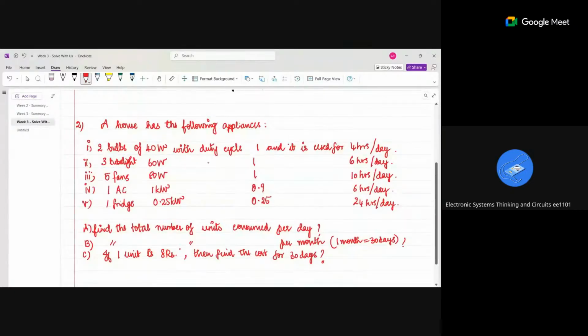You can try finding the answer for this, and you can write the answer in the chat box. I'll wait for around 4 to 5 minutes. Actually, I have a doubt. What about duty cycle? Duty cycle, yeah.